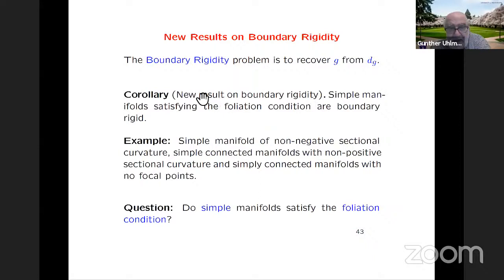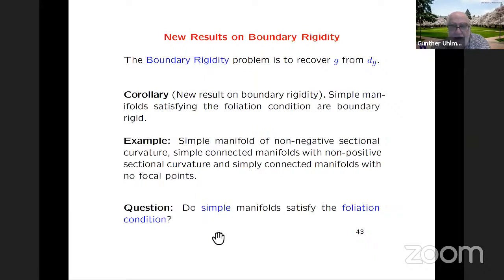So the result we just proved is that a simple manifold satisfying the foliation condition is boundary rigid, right? Because the scattering relation is the same as the distance function for simple manifolds. So simple manifolds of non-negative sectional curvature, non-positive sectional curvature, and no focal points are now new examples of manifolds which are boundary rigid.